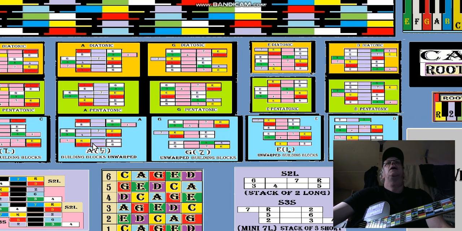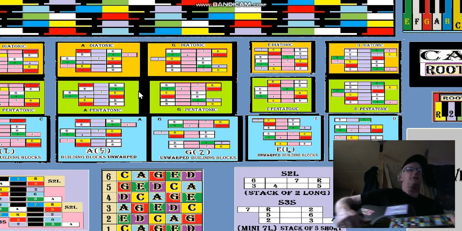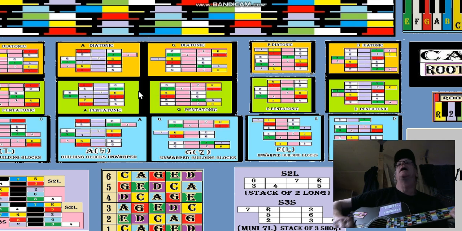I think we lost track of doing an example here, but this is the unwarped, this is the warped. So here's a diatonic. All right, so what we're going to play is this 5, R, 3. This is it in C. So this is the basic shape that we're looking at.